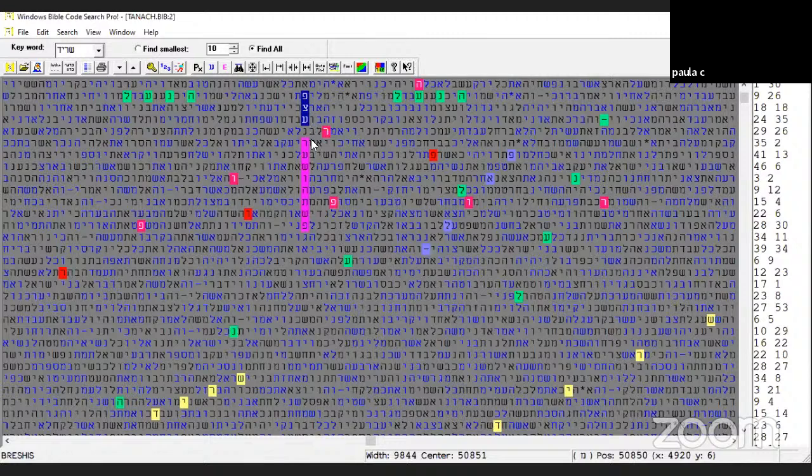This resh right here begins in Bereshit, or Genesis 35:2, where it's talking about putting away strange Elohim. And then this ayin is 41:3 in Exodus, talking about some plagues. But let me show you what other words we have. We have remnant here, the sharid, in the light yellow down at the bottom.